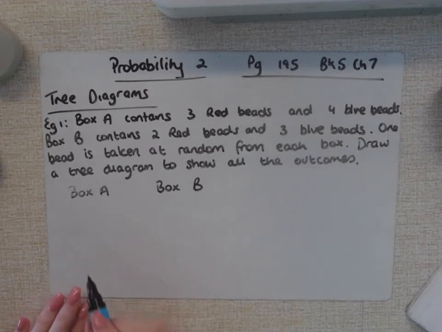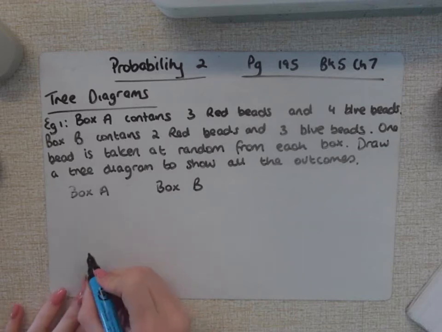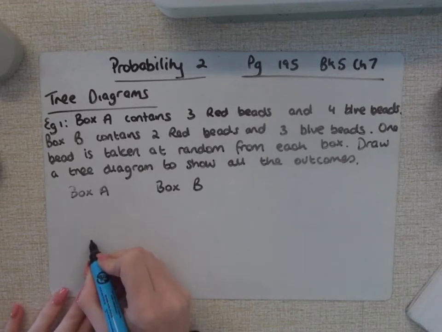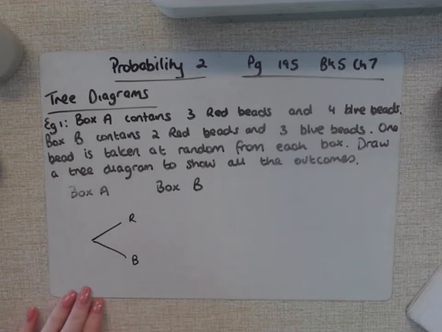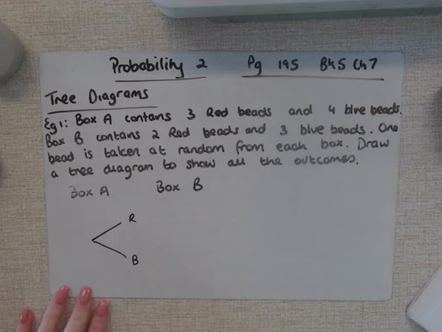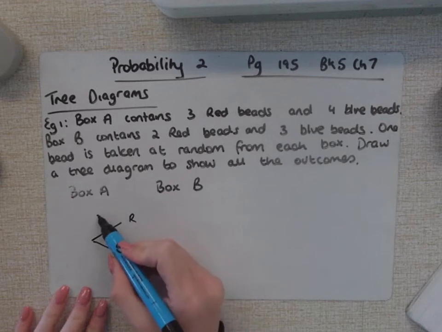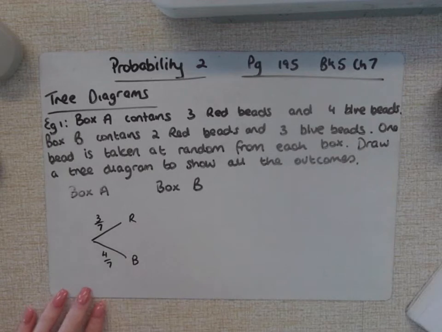Okay, so box A, we can either have red or blue. Okay, we put the probabilities up here. What is the probability of getting a red bead? 3 out of 7, and blue would be 4 out of 7. Okay, it's red or it's blue. It's one or the other.